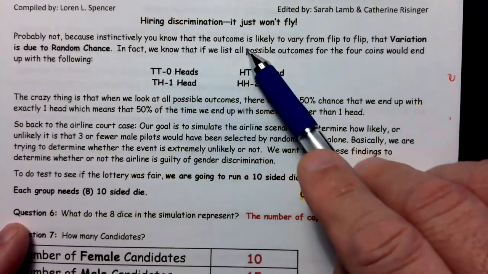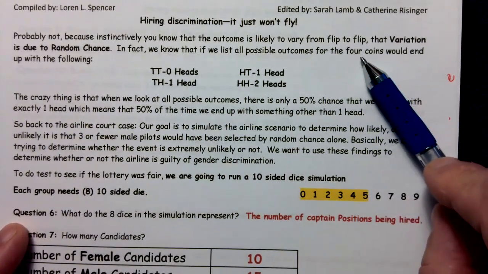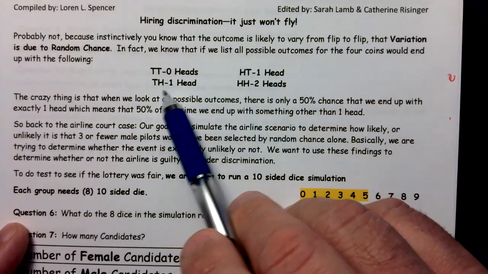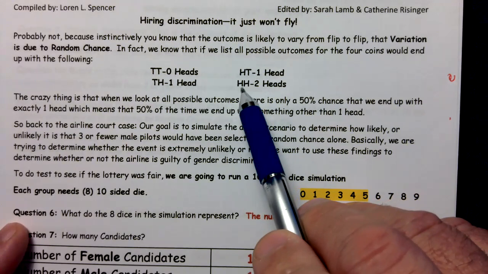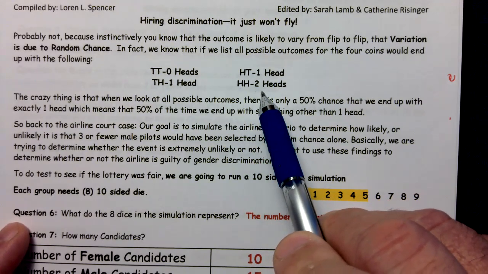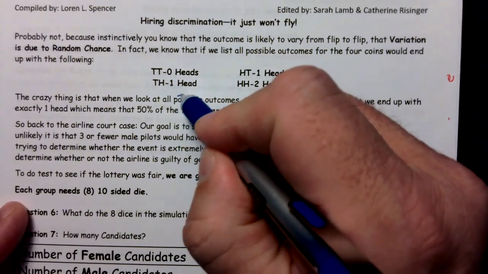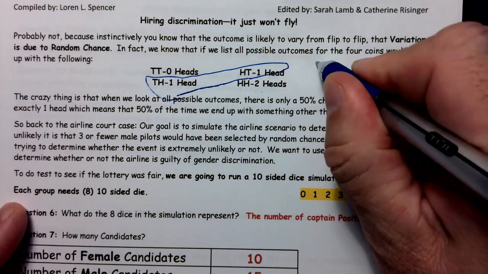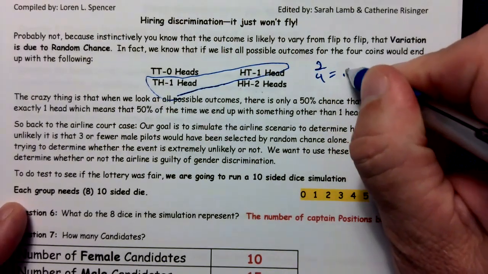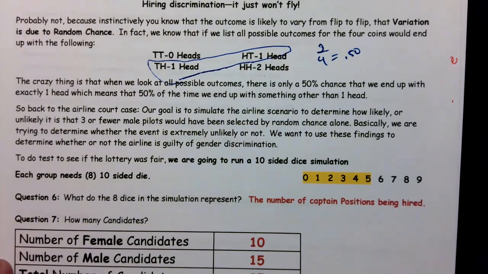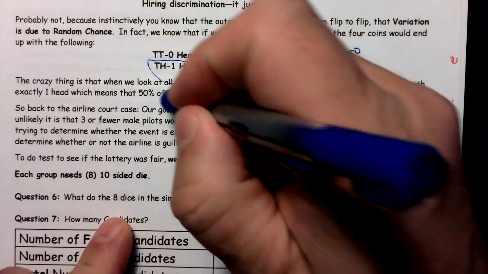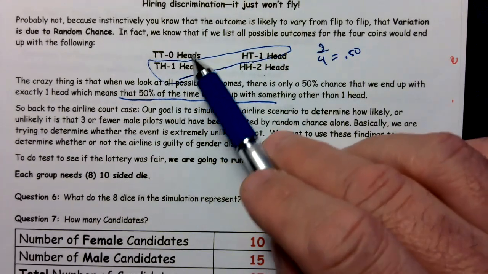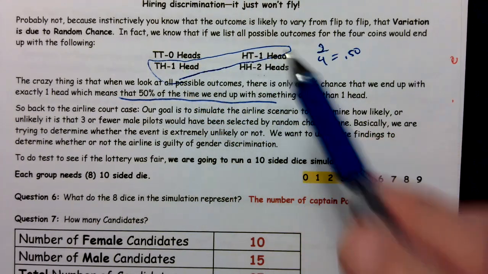In fact, if we list all the possible outcomes for the two coins, we could end up having the following. A tail and a tail, that would be zero heads. A tail and a head, that's one head. A head and a tail, that's one head. And a head and a head, that's two heads. All right? But we really expected only one head. Well, how many times did that happen? That happened 2 out of 4, or 50% of the time. So 50% of the time we end up with exactly one head, which means 50% of the time we end up with something completely other than one head, whether it's zero heads or two heads.